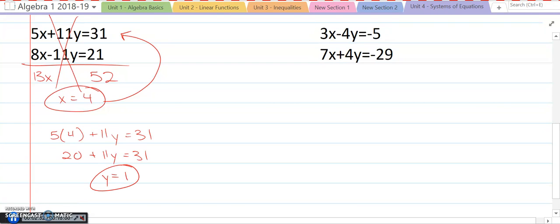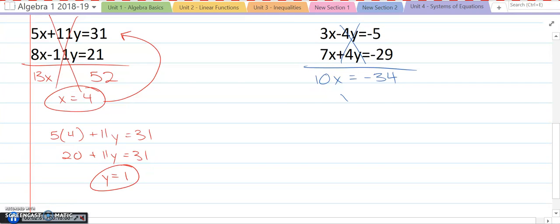Like I said, it almost seems too easy at this point. All right, one more time. Looking at this one, the y's look like they would just cancel out automatically if you added these equations together. You get 10x equals negative 34.